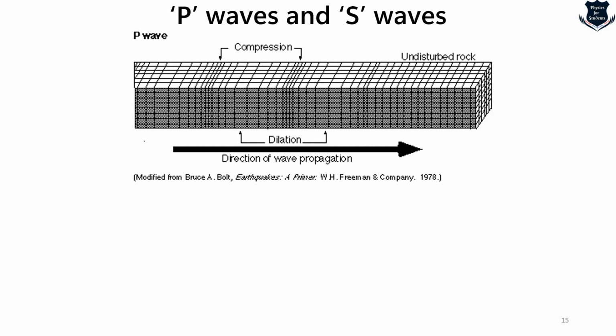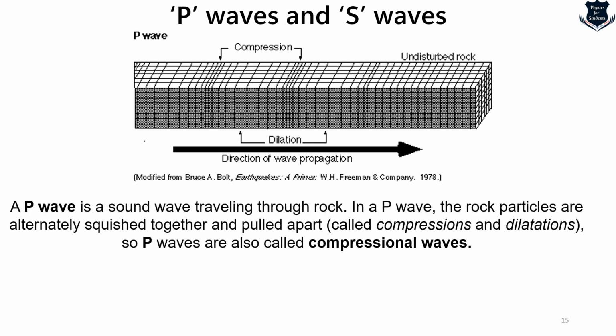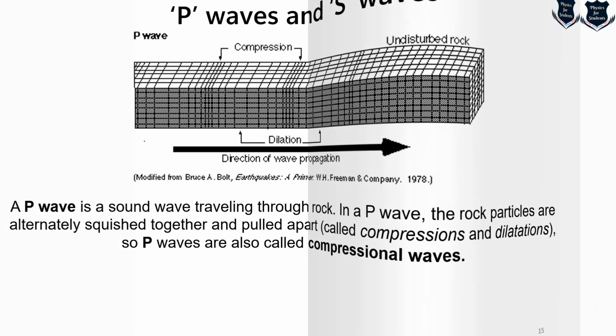Okay, so this is a diagram which I have taken from this website. As you can see, the compression and the dilation, and this is the undisturbed rock. So a P wave, we can say, is a sound wave traveling through a rock. You can imagine it to be a sound wave. In a P wave, the rock particles are alternately squished together and pulled apart, which is called compression and dilatation. Also, they are called compressional waves. So when it passes through the rocks, it squishes as well as pulls apart.